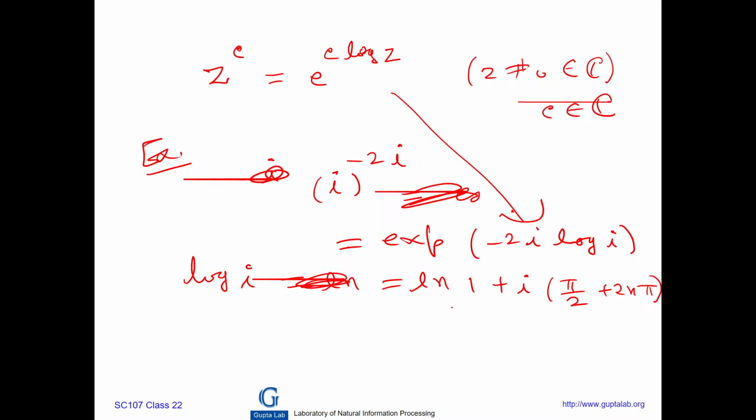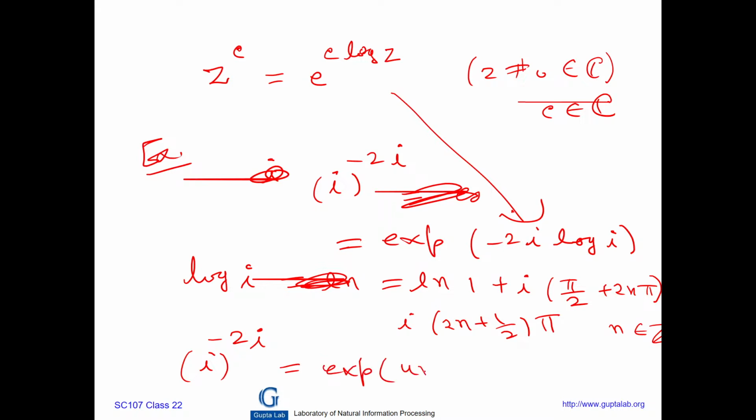Log 1 is 0 anyway. It's a real thing, right? So what you are left with is i times (2n plus half) times pi. n is an integer. So that means i raised to power minus 2i is nothing but, I am leaving the computation for you, e to the power (4n plus 1) times pi, which is a real value.